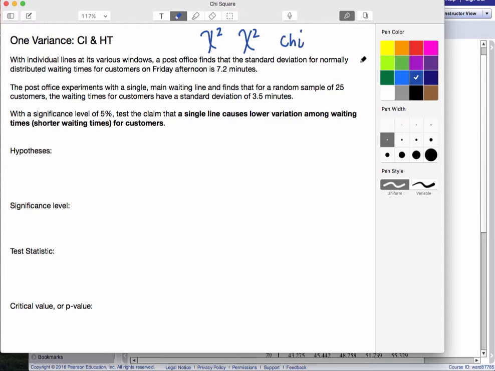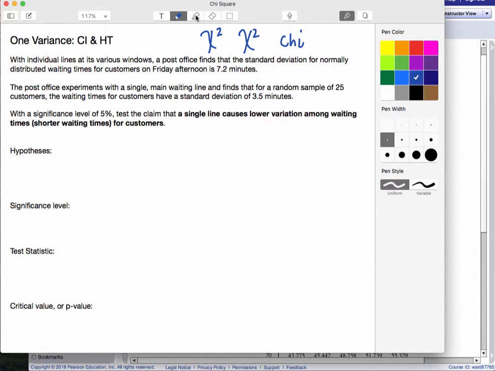With individual lines at its various windows, a post office finds that the standard deviation for normally distributed waiting times for customers on Friday afternoons is 7.2 minutes. The post office experiments with a single main waiting line and finds that for a random sample of 25 customers, the waiting times for customers have a standard deviation of 3.5 minutes. With a significance level of 5%, test the claim that a single line causes lower variation among waiting times, in other words, shorter waiting times for customers.